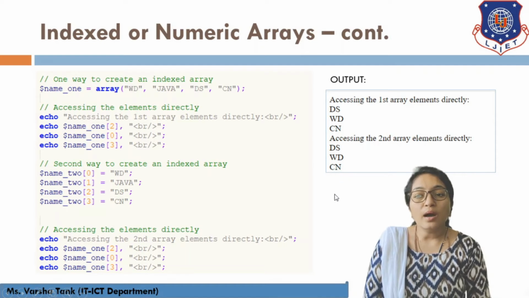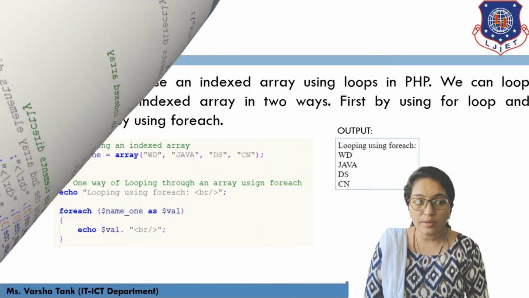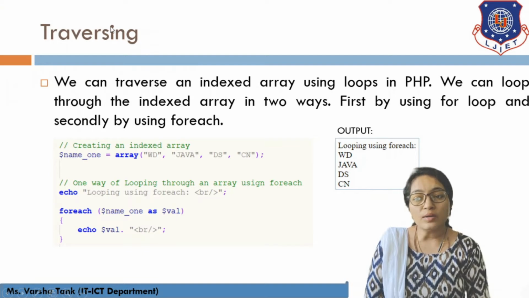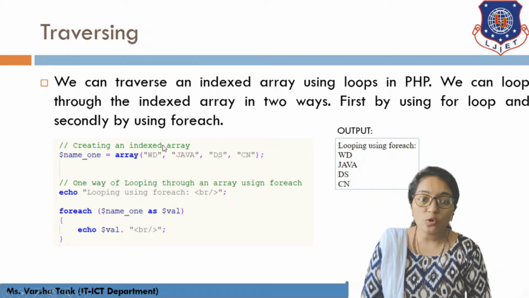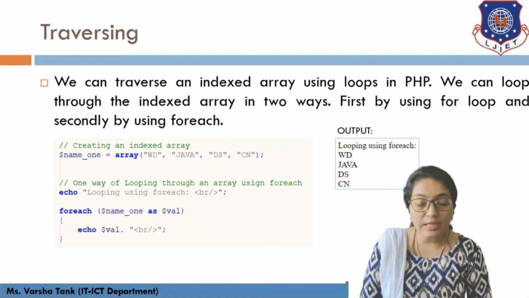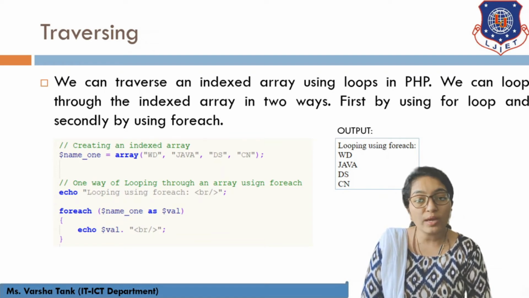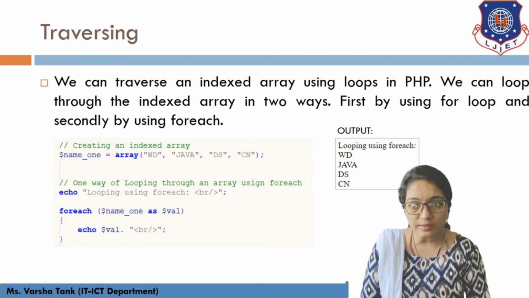Okay. Now next is, how can we traverse the elements? So let's see traversing. We can traverse an indexed array using the loops in PHP. We can loop through the indexed array in two ways. Which two ways? You can use the for loop, or you can use the foreach loop. Both loops you can use for traversing.